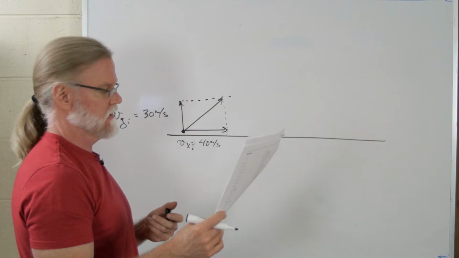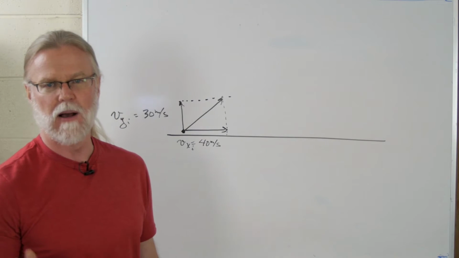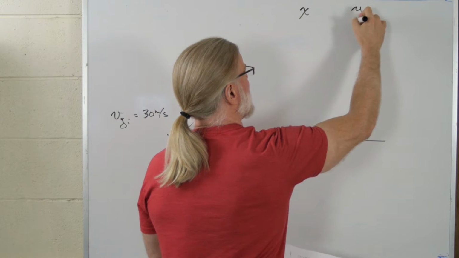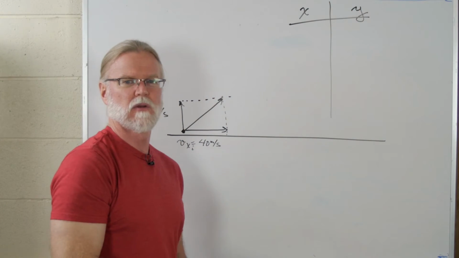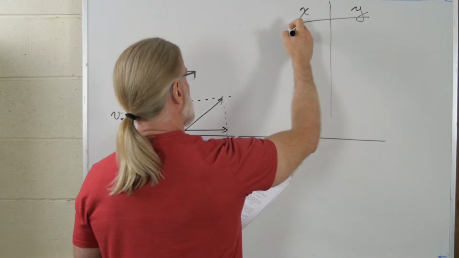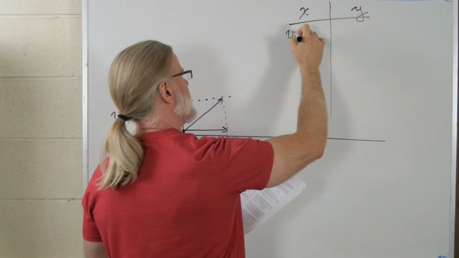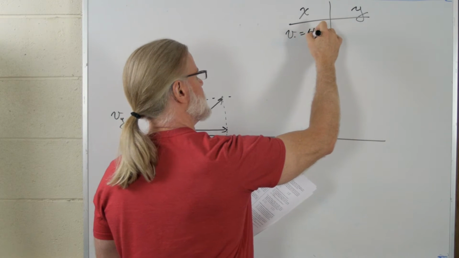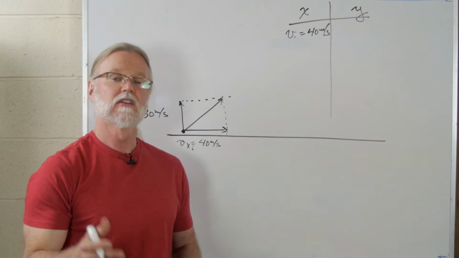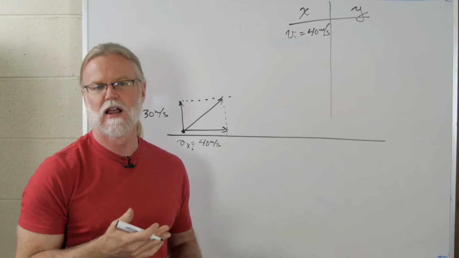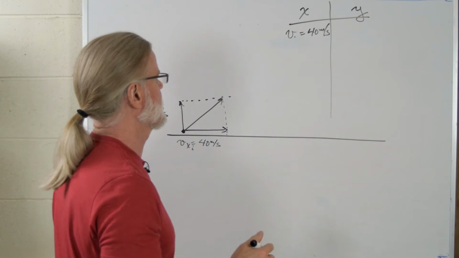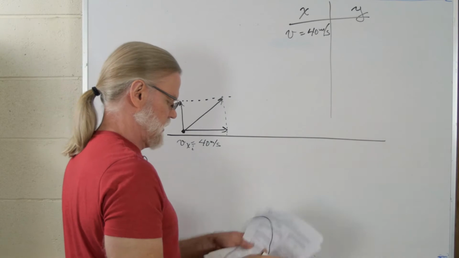What are its components 2 seconds later? Okay, so we have an x and y problem. Let's break this into its components. Let's make a t-chart so we don't have to carry a bunch of subscripts around. Well, the velocity in the x direction is going to be constant, because there are no forces in the x direction. If there are no forces, there are no unbalanced forces. So it's a constant velocity. So that's going to stay at 40 meters per second.